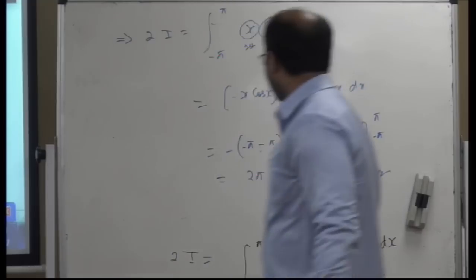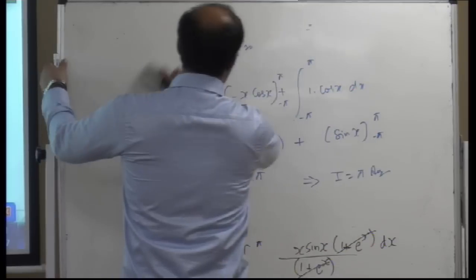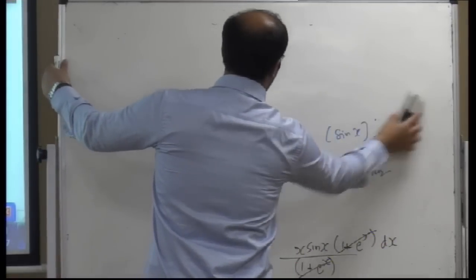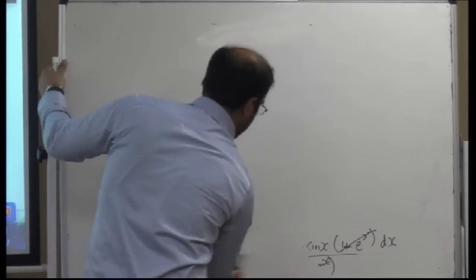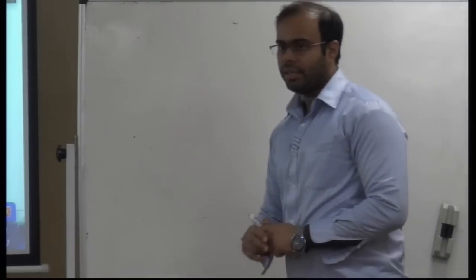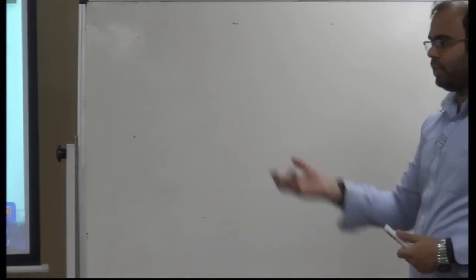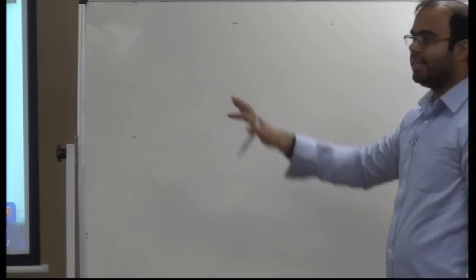Now we come to property number 5. We have done 4 properties till now. The first property was the dummy variable property. The second property was change of limit, upper limit and lower limit. The third property was splitting from A to C and C to B. And the fourth property was integral from A to B equals the integral with A plus B minus x.